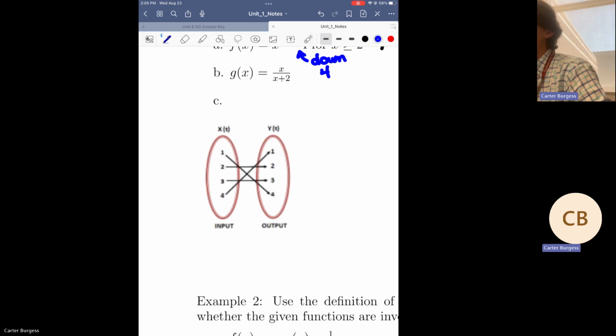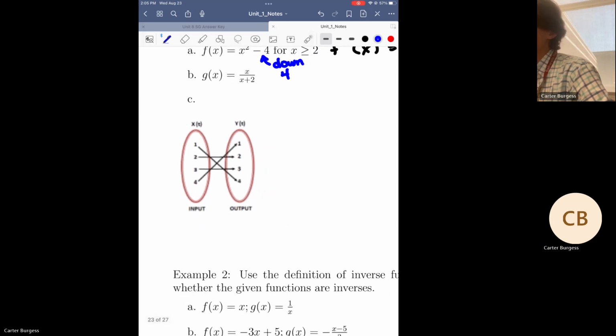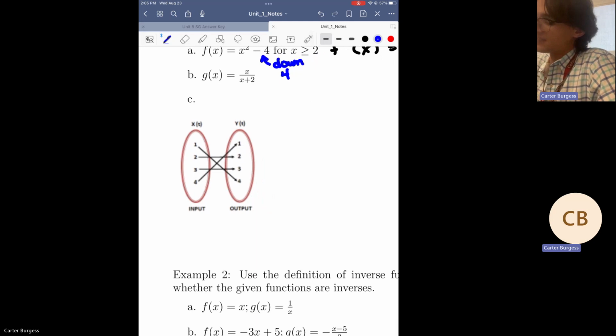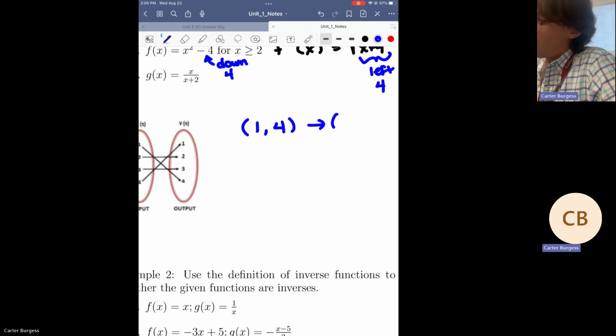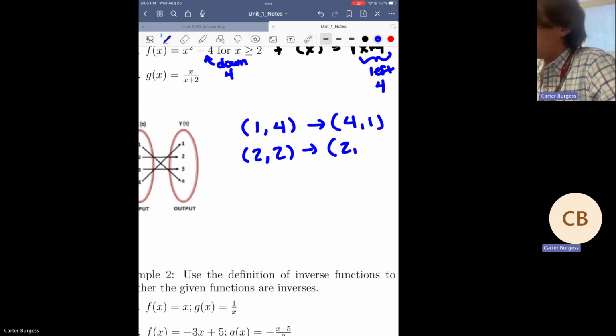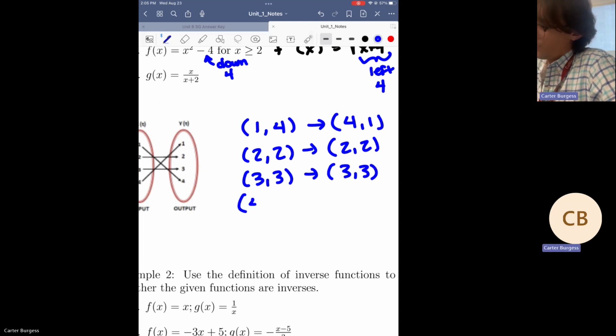Okay, and then what do we notice about C? It ends up being the same function. So if we wanted to list out the ordered pairs, the ordered pair 1, 4 is going to turn into what? 4, 1. The ordered pair 2, 2 is going to turn into 2, 2. It's not really going to change. 3, 3, same deal here. And lastly, 4, 1 is going to become 1, 4.